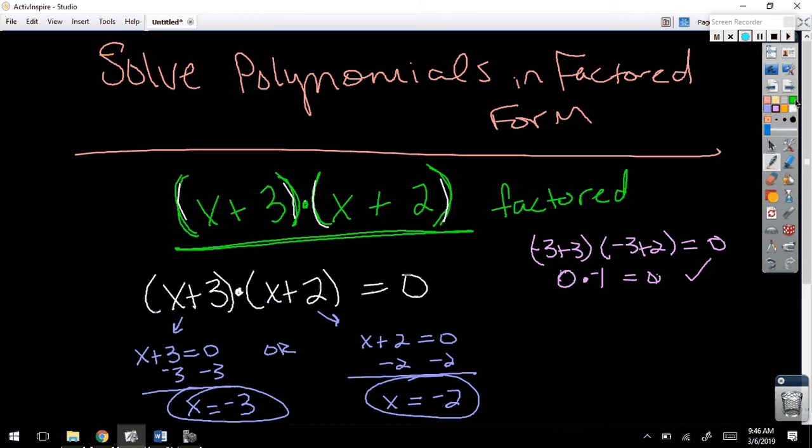Let's try the other one, -2, because both of them are solutions. What's -2 plus 3? 1. What's -2 plus 2? 0. Does that work? Yes. They're both solutions. They both work when you plug them in. Okay? But let's do an example now.